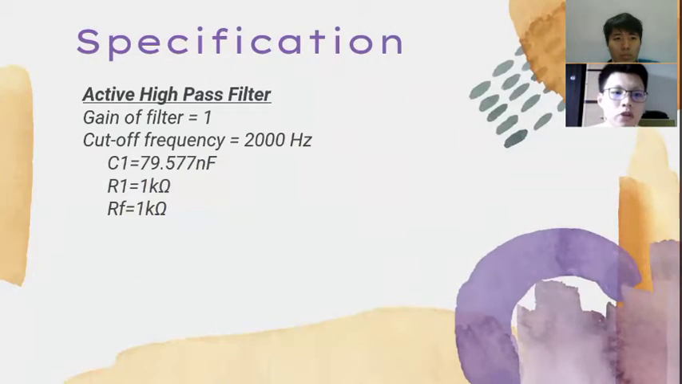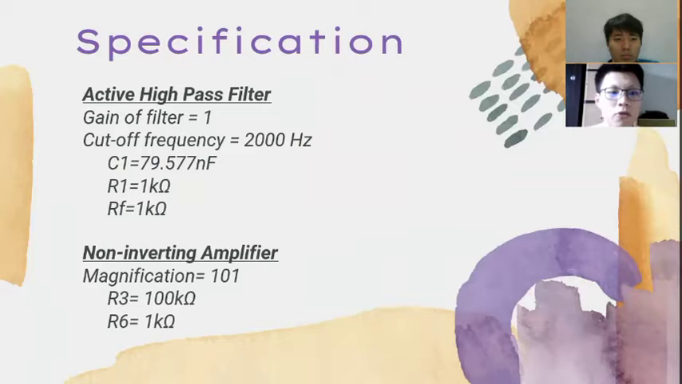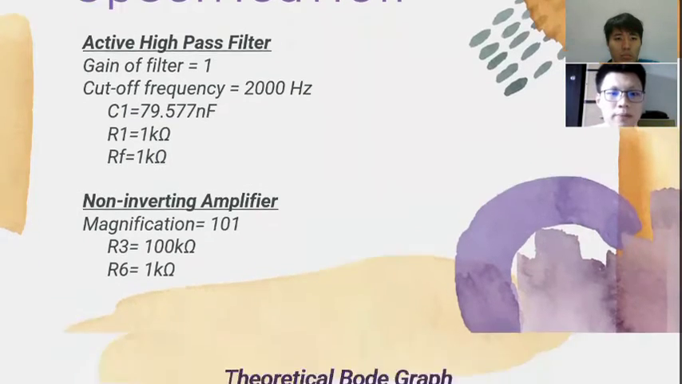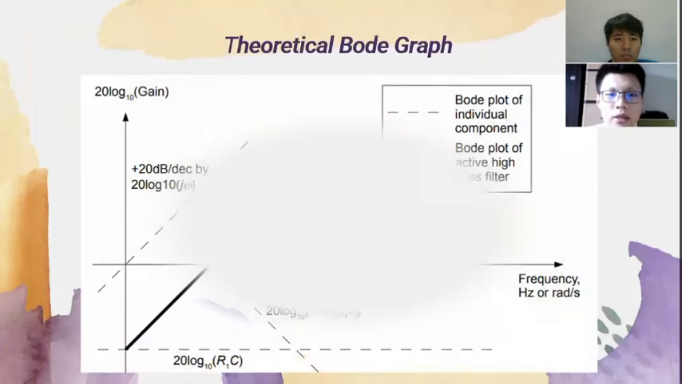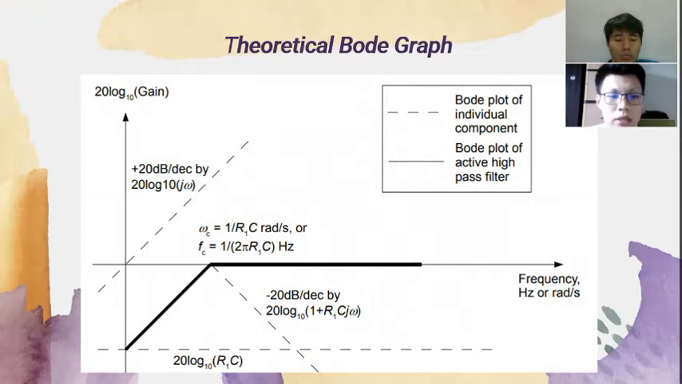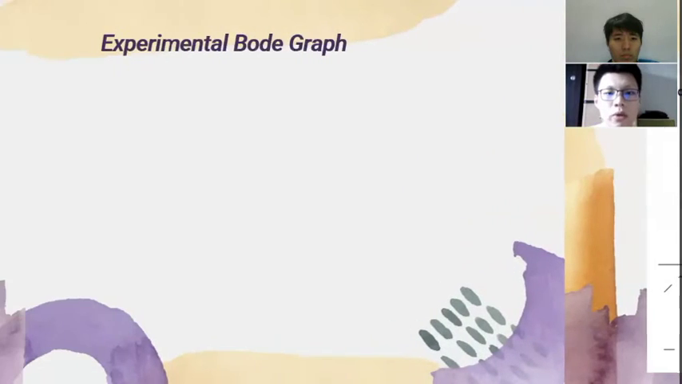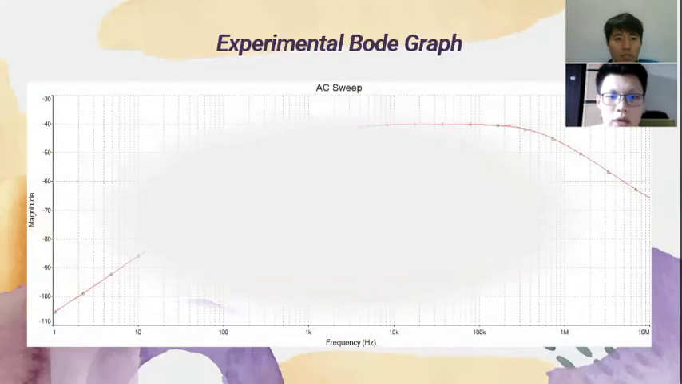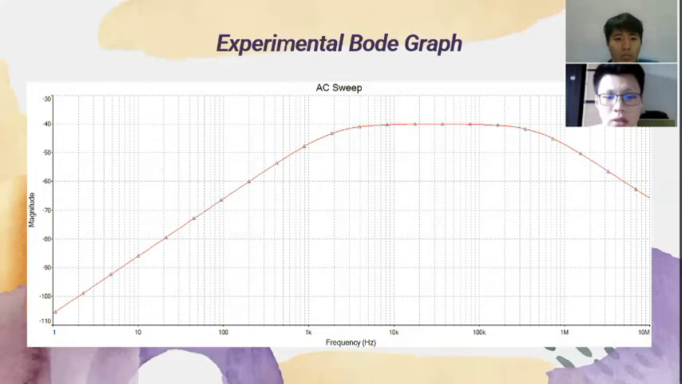The specification of the active high pass filter is that the gain of the filter is equal to 1 and the cutoff frequency is equal to 2 kHz. While for the non-inverting amplifier, the magnification is equal to 101. Theoretically, the gain will remain constant after the cutoff frequency, but what we obtained is that after the cutoff frequency, which is 2000 Hz, the gain does not remain constant, but it will remain constant at 11 kHz and decrease at 100 kHz.